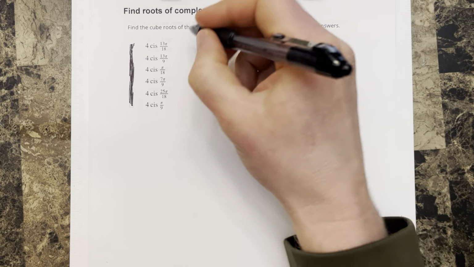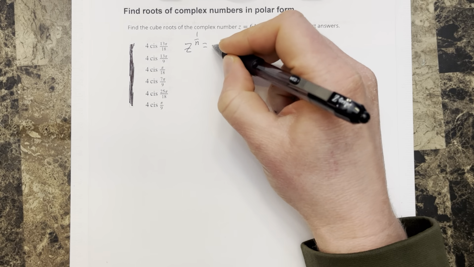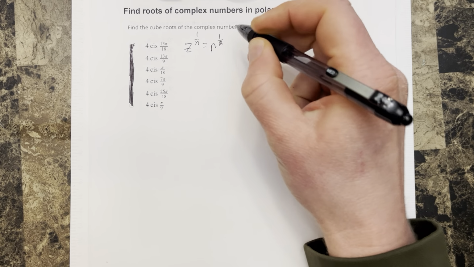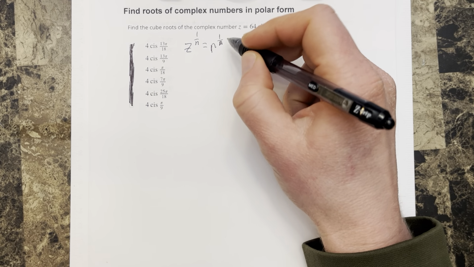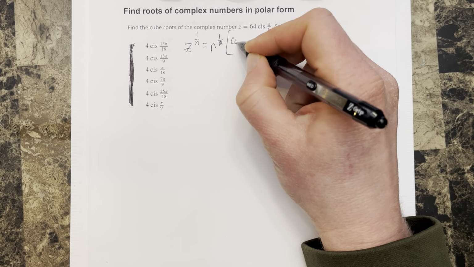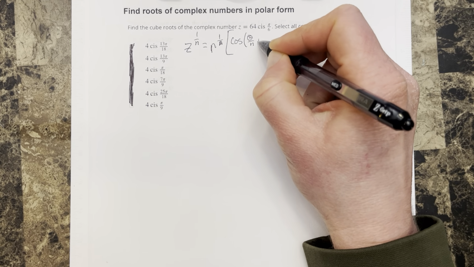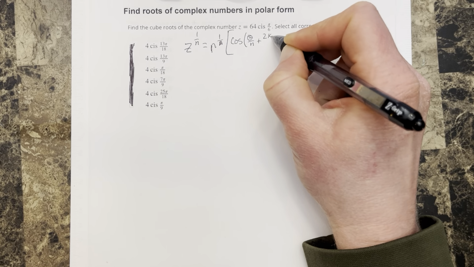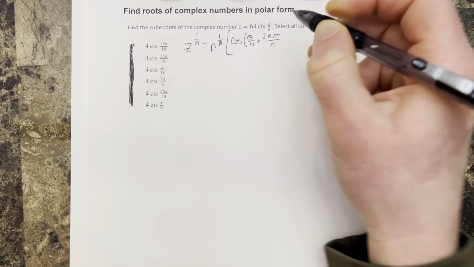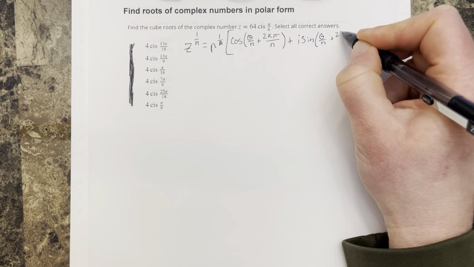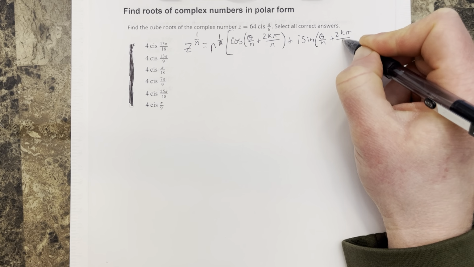to the 1 over n is going to equal r to the 1 over n times cosine of theta over n plus 2k pi over n plus i sine theta over n plus 2k pi over n.